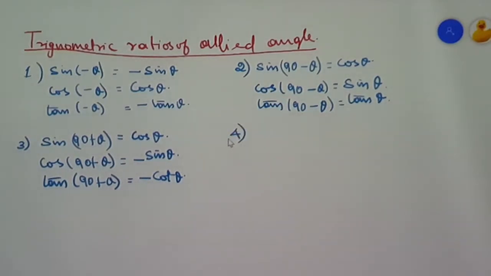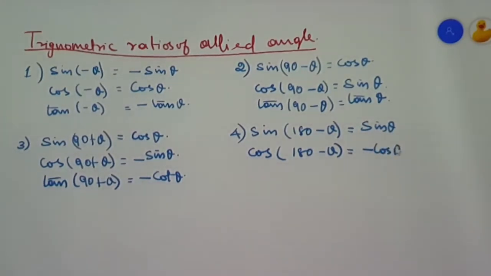Similarly, the fourth subdivision. Let us go for 180s. So let us consider sine of 180 minus theta is equal to sin theta. Similarly, cos of 180 minus theta is equal to minus cos theta. Similarly, tan of 180 minus theta is equal to minus tan theta.